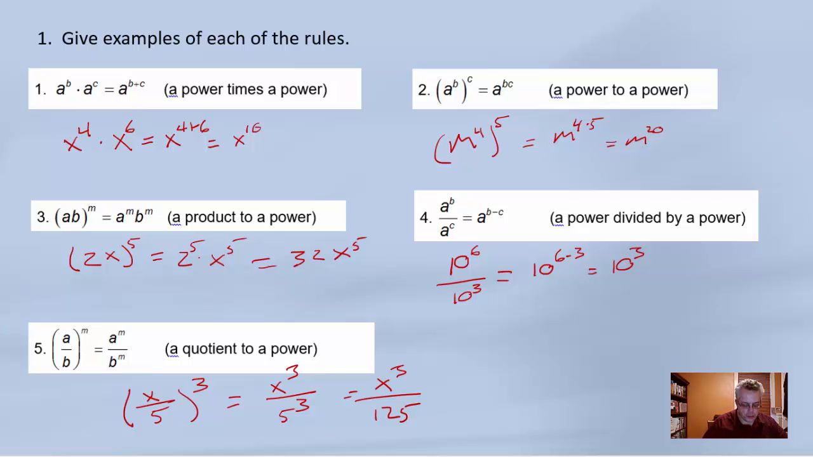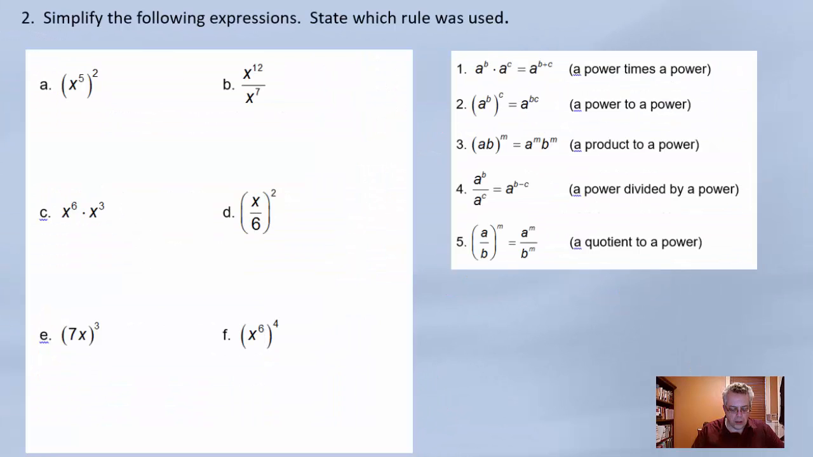These are the basic rules we'll be using over and over. They're actually true if the exponents are negative. It's also true if the exponents are fractions. So we have some new stuff coming. Okay, here we go with some examples. We want to first find which rule applies to the problem and then simplify the expression.